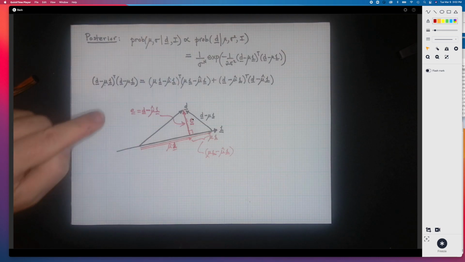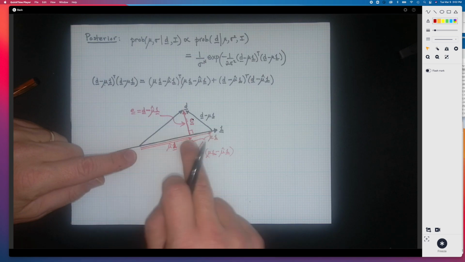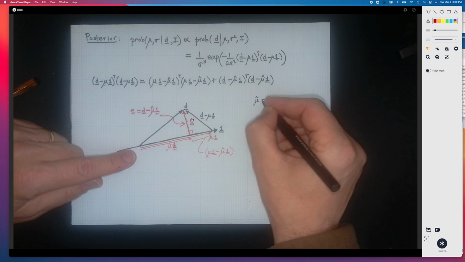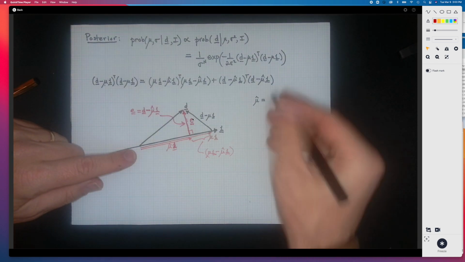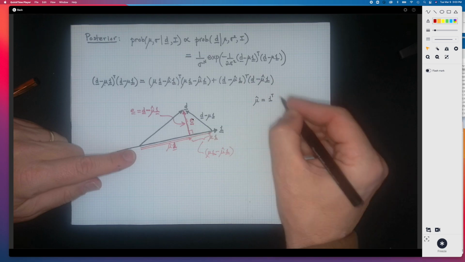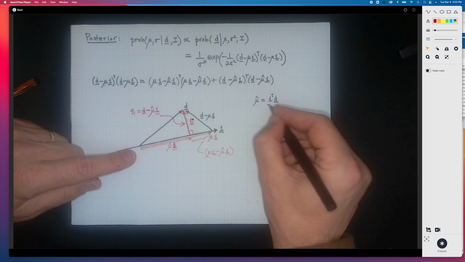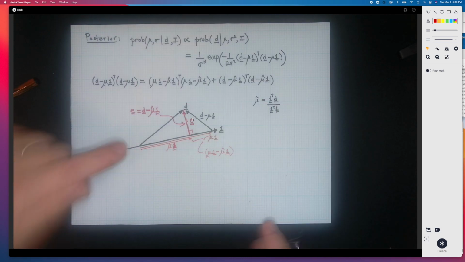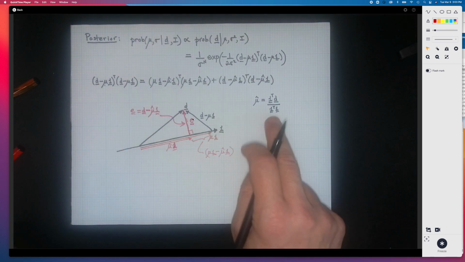So that means I have the following. Mu hat is the projection of d onto this column vector 1. So mu hat is equal to 1 transpose d divided by 1 transpose 1. This is the normal equation that you'll remember from the lecture on projections.